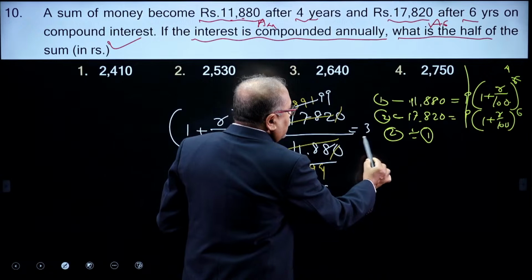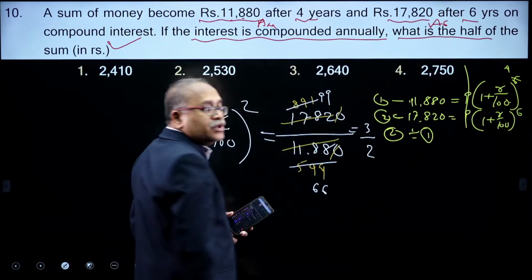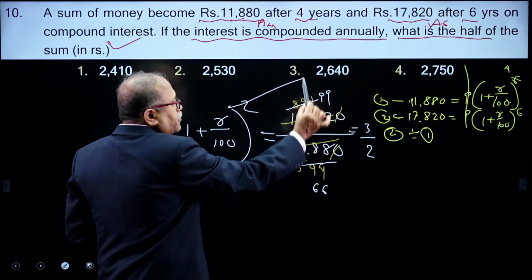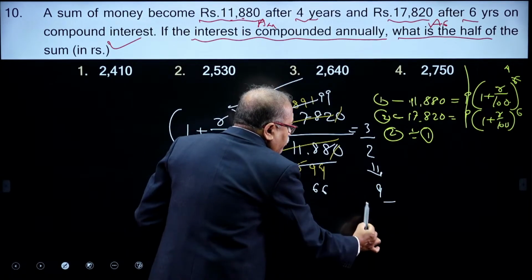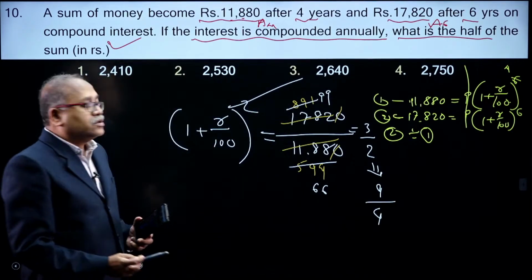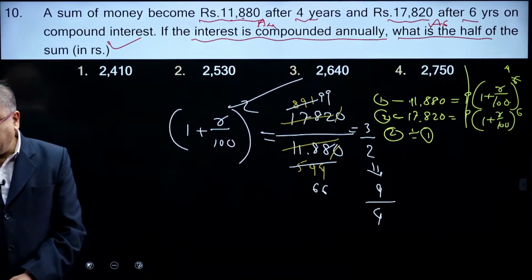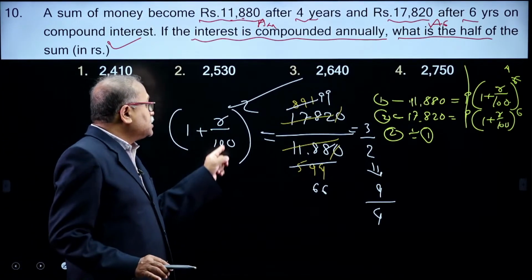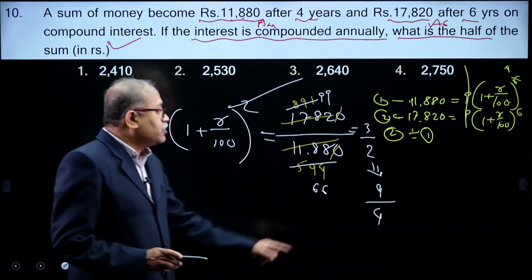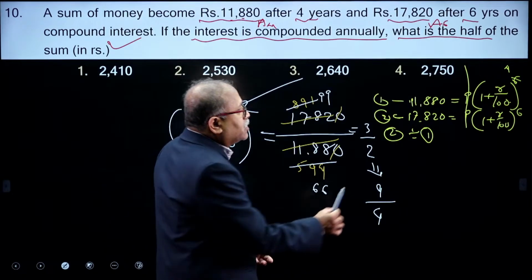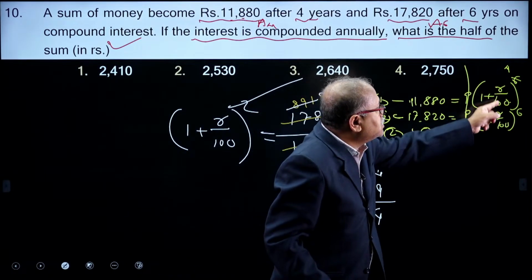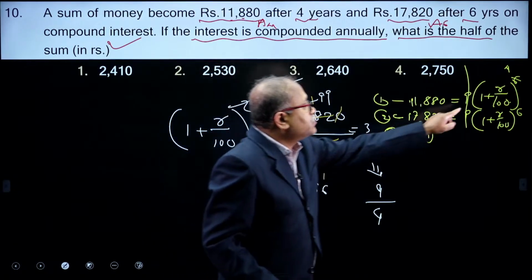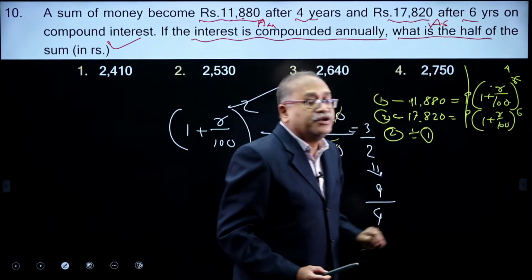I am getting this as 3 by 2. So, if I take out the square from here, I will be getting this one as 9 by 4. So, what do I get? 1 plus r by 100 is equal to 9 by 4. So, in any one of the equations, can you replace this 1 plus r by 100? In the first one, I will replace 1 plus r by 100.